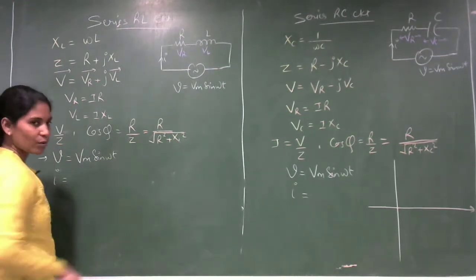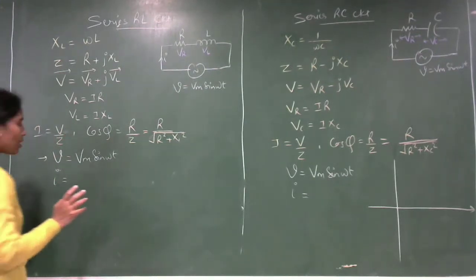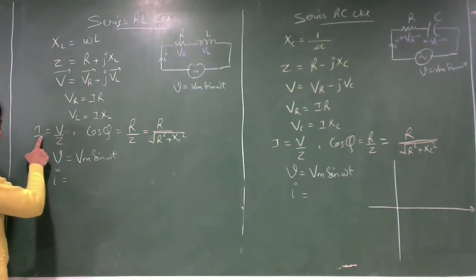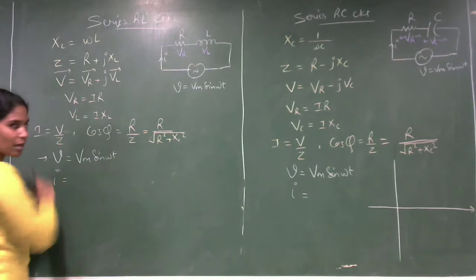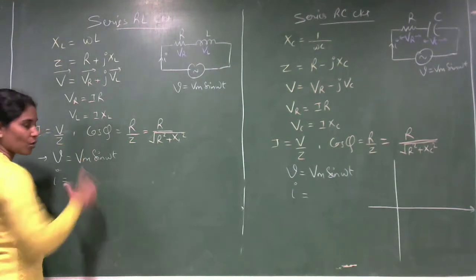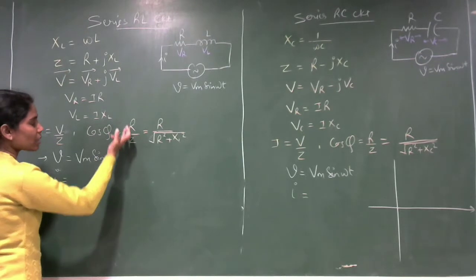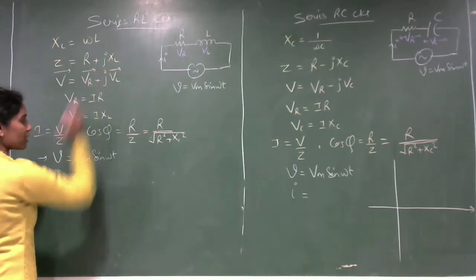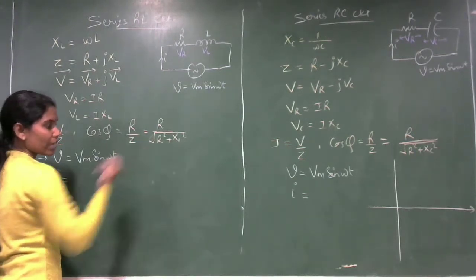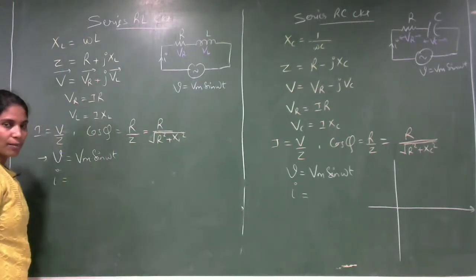Now what about the current calculation? See, current is I equals V by Z. We know this equation. So if V is the RMS value, we will get the RMS current. If V is the peak value, we will get the peak current. Okay. Now we can calculate the power factor. Cos phi gives the value of the power factor. So how can we get it? That is R by Z. What is Z? That is R plus JXL. So we have to take the magnitude here. That's why Z is replaced with the square root of R squared plus XL squared. Okay. So this value will give you the power factor for this circuit.